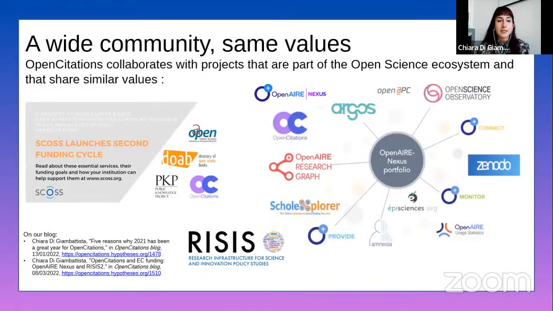Open Citations is also part of a wide community and collaborates with many projects that share similar values. In particular, at the end of 2019, we were selected by SCOSS for the second funding cycle. And also, since January 2021, we work with the other services involved in the OpenAIRE Nexus portfolio. We have also recently started our collaboration with RISIS, and being involved in such a community was fundamental for Open Citations to help us reach out to potential stakeholders. These numerous partnerships also help in positioning Open Citations in the open science ecosystem, where Open Citations works as an infrastructure with a strong proof of integration and interoperability with the other open science services and projects.